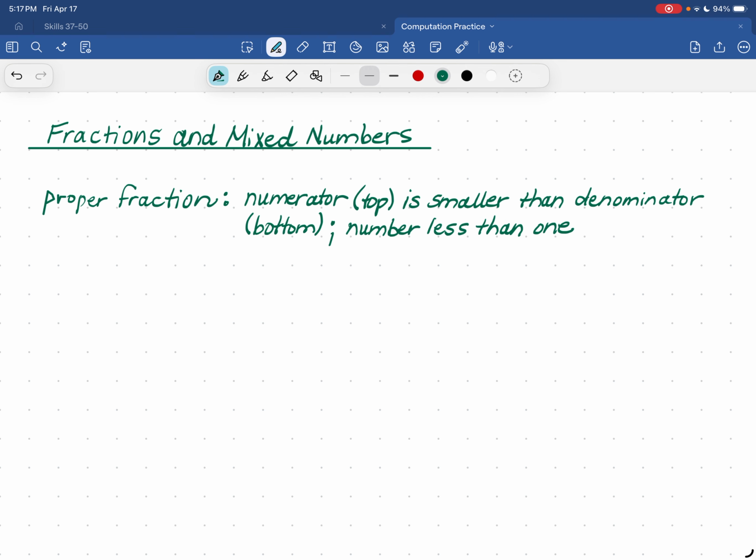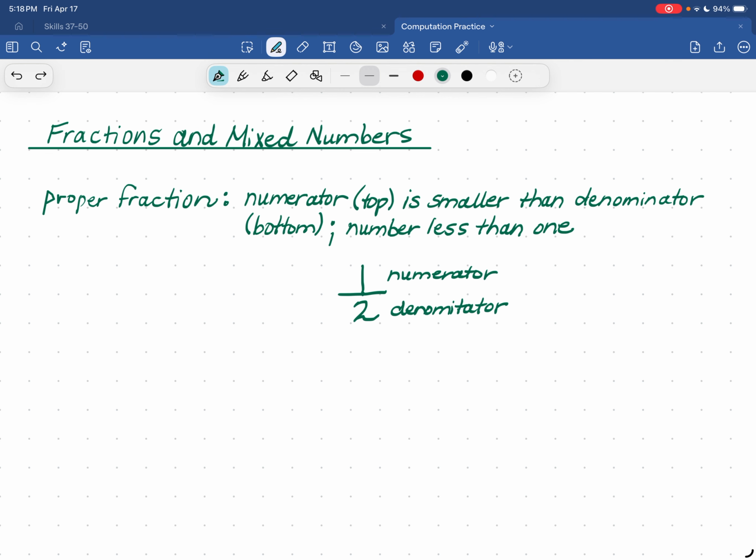So for example, the 1/2. Let's just go ahead and write that as our example. So the numerator is the top number. It is smaller in this case than the denominator, and so that makes a fraction less than 1. For example, let me draw a circle, and you can do the same. And I'm going to cut it in half.